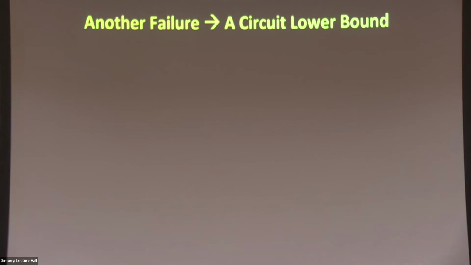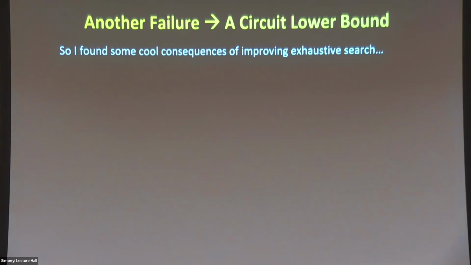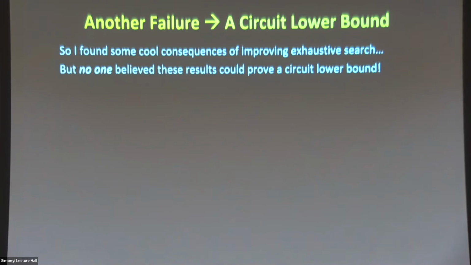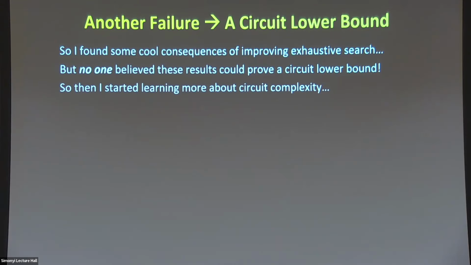So this led to a failure, but this failure is maybe not so bad. Okay. So I found some cool consequences of improving exhaustive search. I found that if you could solve these SAT problems slightly faster, you would actually have big implications in circuit complexity, but no one believed that these results could prove the lower bounds. They're like, wow, if you could improve over exhaustive search, then you could prove circuit complexity lower bounds. Well, great, since we're never going to prove circuit complexity lower bounds, that means you're never going to improve exhaustive search. Nice theorem. Then I had to start learning circuit complexity because I thought this could go somewhere.